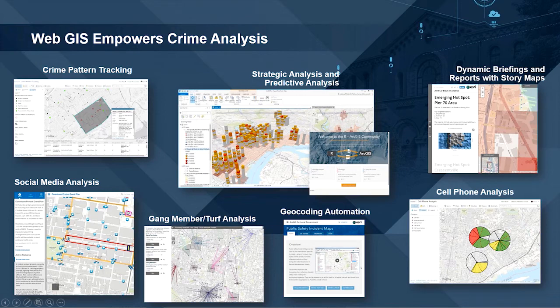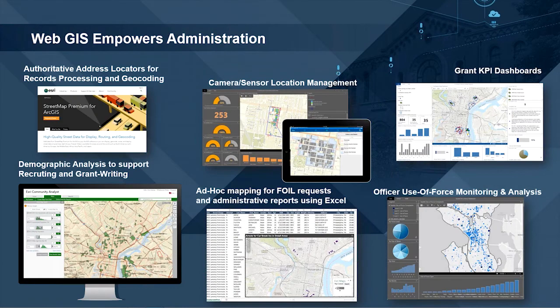For administration, so things like grant writing, even internal affairs, recruiting, managing FOIL requests, records. There's a lot of different capabilities available using WebGIS. For things like grant writing, our Community Analyst app enables you to do deep demographic and socioeconomic analysis to support grant applications and other strategic projects, making your analysis and your applications richer and more complete.